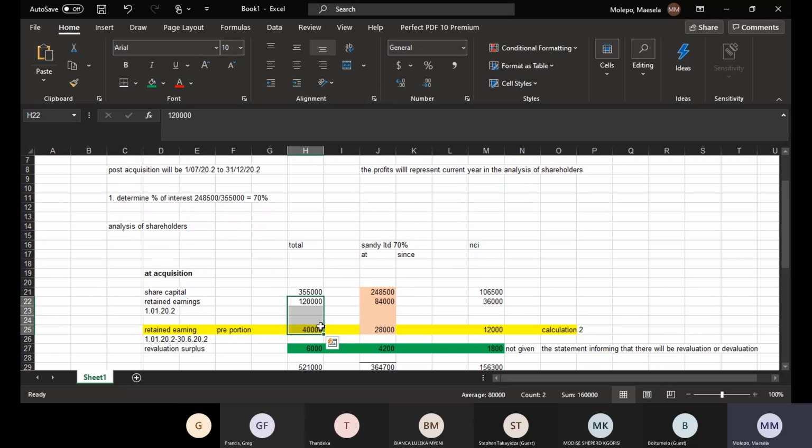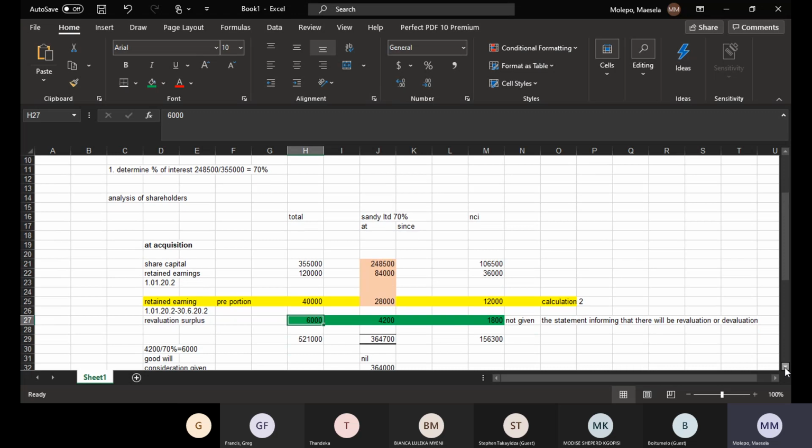So anything that happened post-acquisition is going to go to the group, but anything that happened before must be eliminated. Then we have the 6,000 represented by the revaluation surplus, and the investment in South, 364,700, which is the consideration given. And then the non-controlling interest will be the 156,300. So that is the elimination of the owner's equity of South Limited at acquisition.